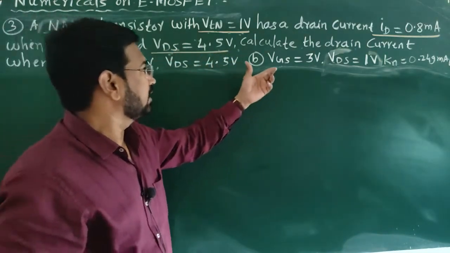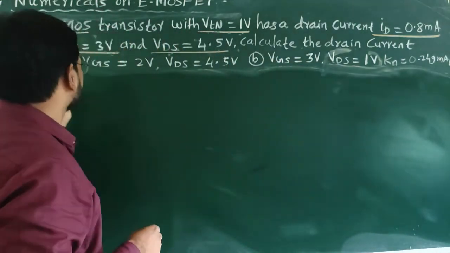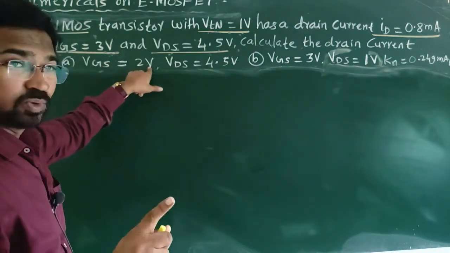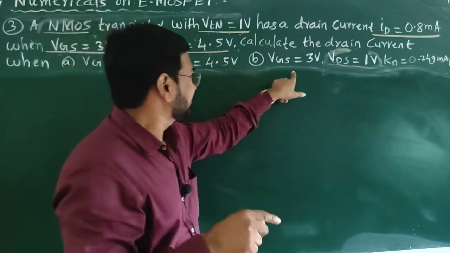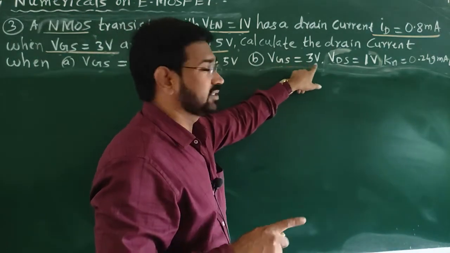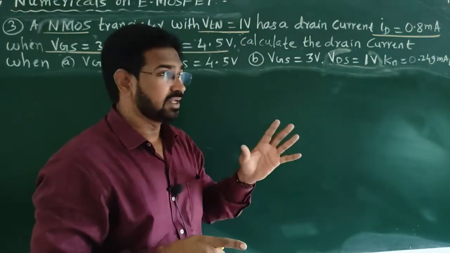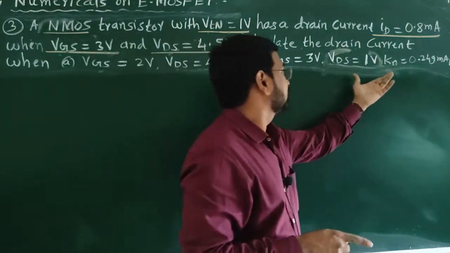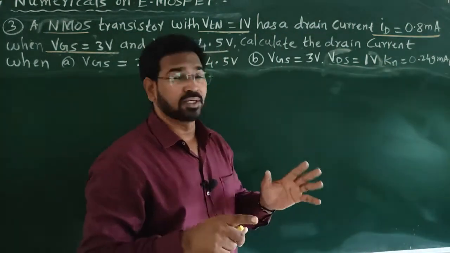What we have to find? We have to find drain current for two given conditions. In the first, gate voltage is 2 volt and drain voltage is 4.5 volt. In the second condition, gate voltage is 3 volt and drain voltage is 1 volt, and the conduction parameter is the same for the given MOSFET, 0.249 milliampere per volt square.